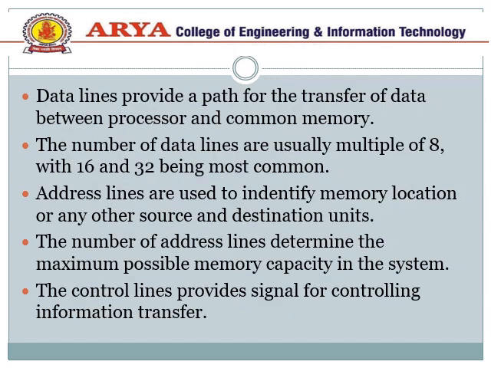Data lines provide a path for the transfer of data between processor and common memory. The number of data lines is usually a multiple of 8, with 16 and 32 being most common. Third, address lines are used to identify a memory location or any other source and destination units. The number of address lines determines the maximum possible memory capacity in the system. Last, the control lines provide signals for controlling information.